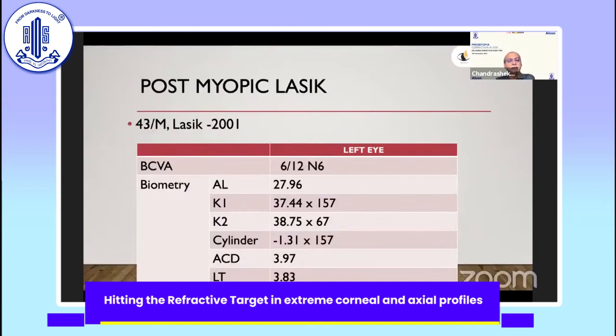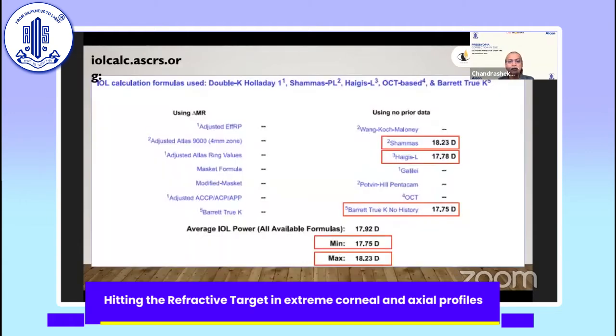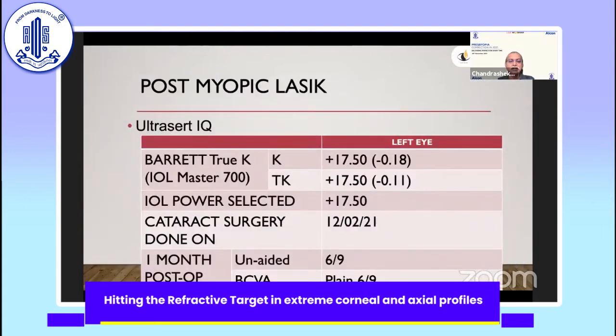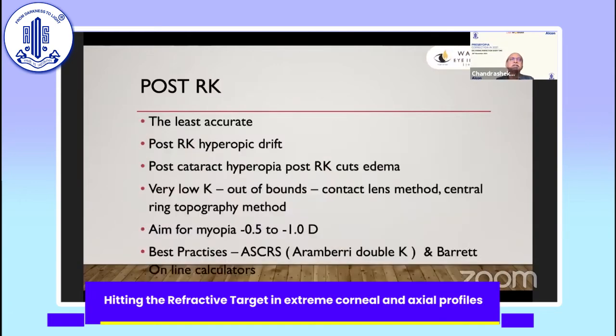Now, as an example, a 43-year-old male patient came for cataract, having undergone LASIK in 2001. And this was the ASCRS printout. And then you can see Barrett True-K and TK both suggesting 17.5. Ultrasonic IOL, SO-EM was implanted, patient was 6'9". So as far as myopic LASIK is concerned, we are bang on target, but not so with RK.